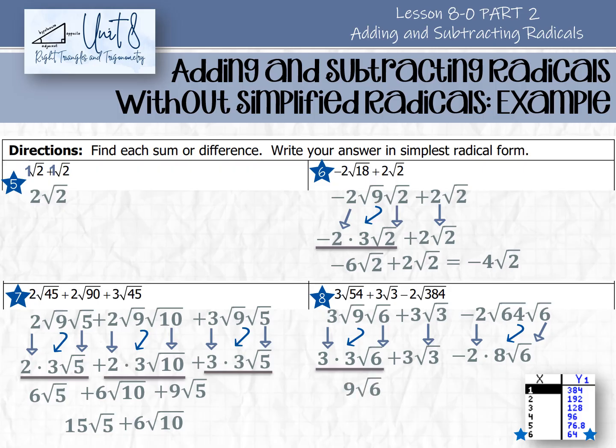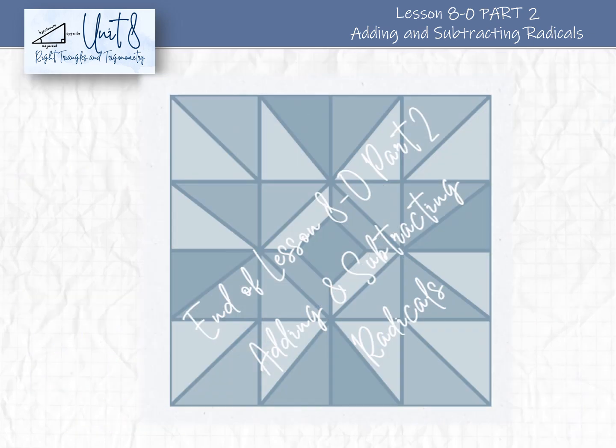Simplify. 3 times 3 is 9. So we get 9 radical 6. Bring it down. Simplify. -2 times 8 is -16. Oh, we got like terms. Let's combine those. We get -7 radical 6 plus 3 radical 3. We have now ended part 2 of the lesson 8.0, where we're adding and subtracting radicals.